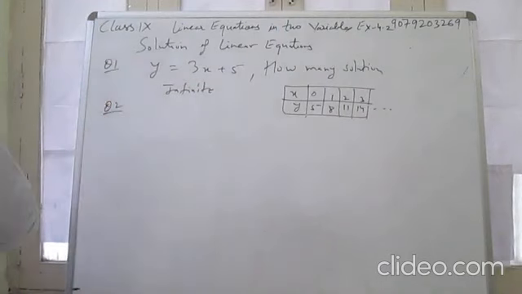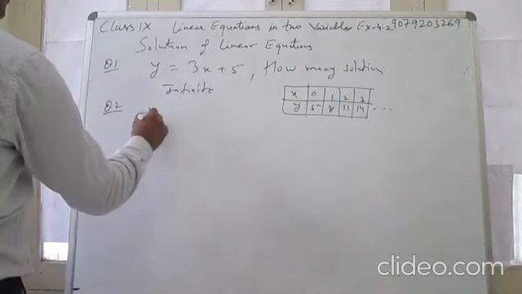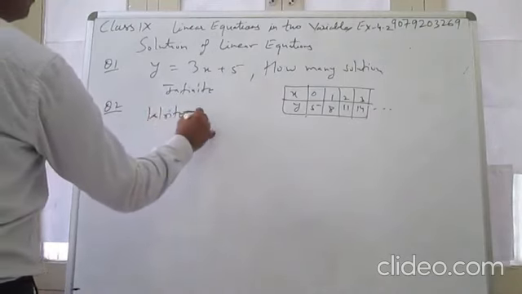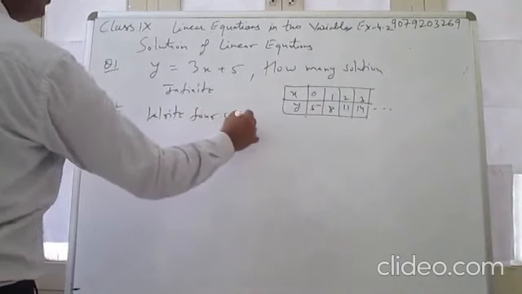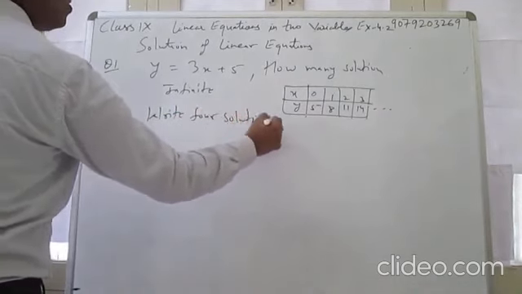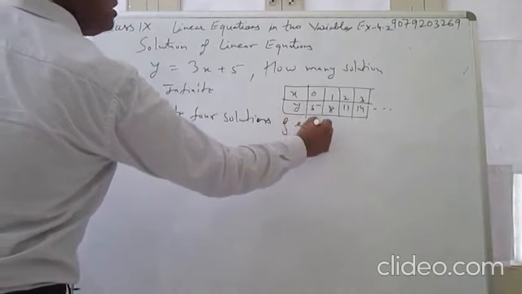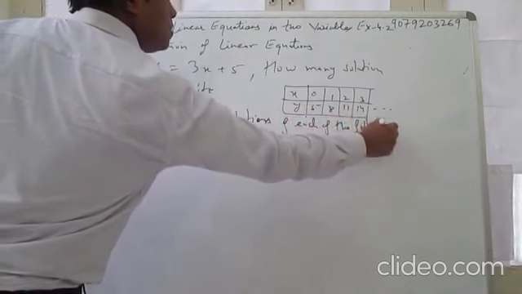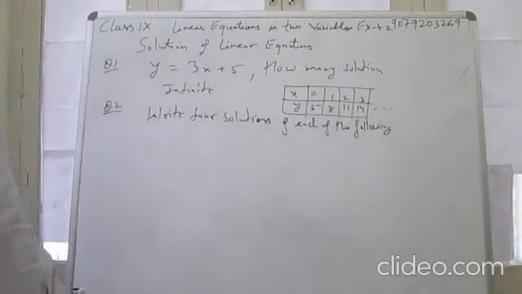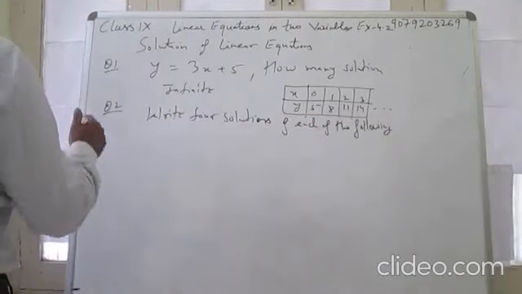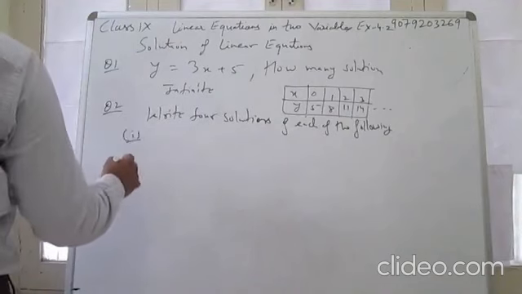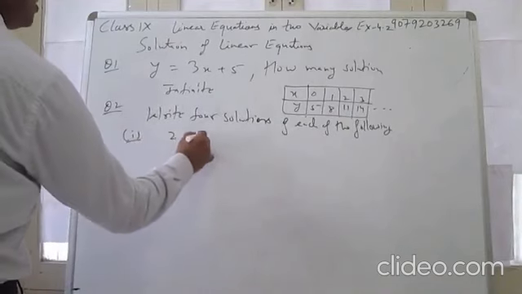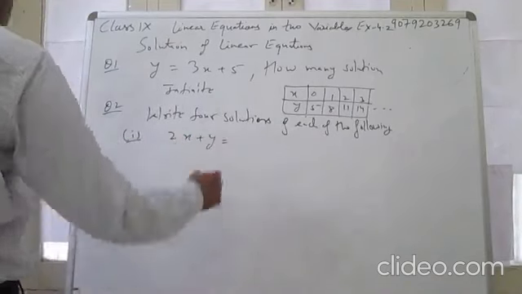Question 2. Write 4 solutions of each of the following. First part I will do: 2x plus y is equal to 7.